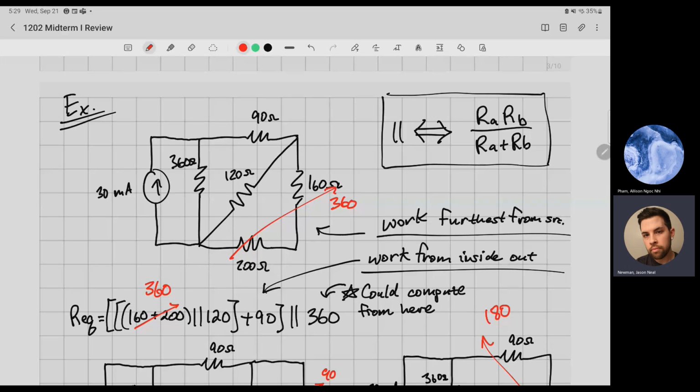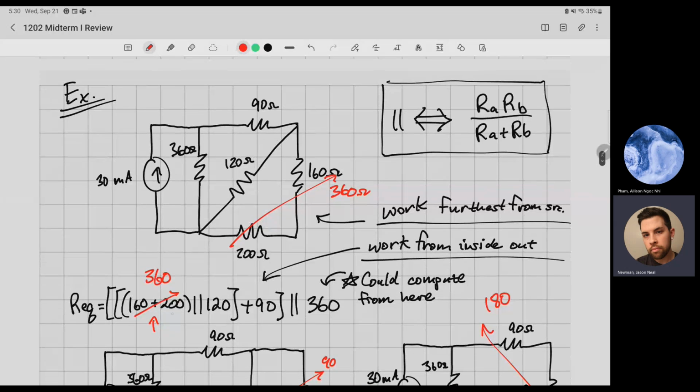So if you know that these are in series, you know that adding these two together, which is what I did right here in the equation, you have to add them because they're in series, right? So what I do is I just mark that out and say, hey, these are now in series. This is 360 ohms now.